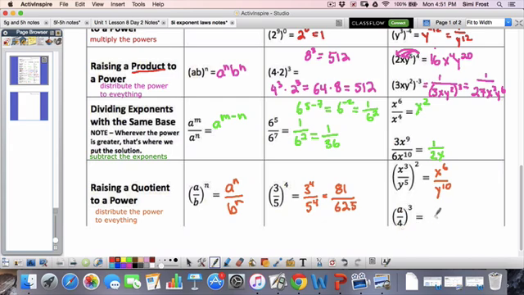Same here, make sure you hit everything inside. We have a to the power of 3, and 4 to the power of 3. 4 times 4 is 16, and 16 times 4 is 64.